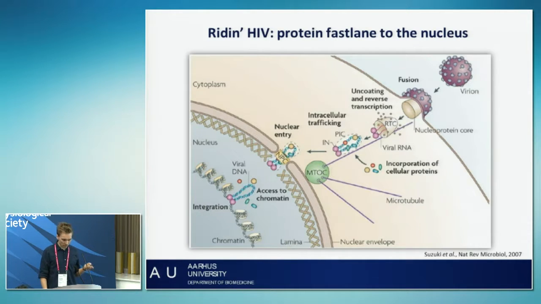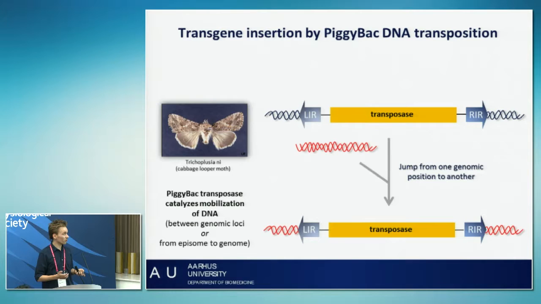So as I said in the beginning, we've previously done a lot of work with the DNA transposons, and that's also where we started with this project. So we began with the piggyBac DNA transposon, originally discovered in the cabbage looper moth. These DNA transposons are small parasitic elements. All they consist of is a transposase expression cassette flanked by 2 inverted repeats.